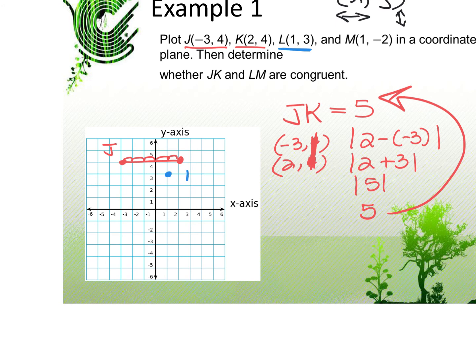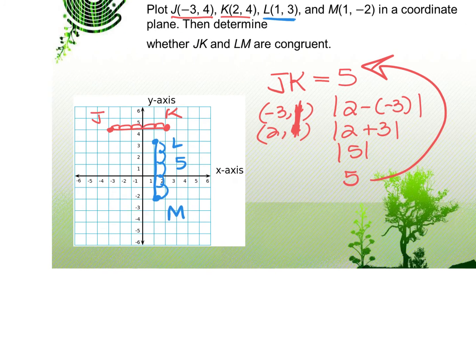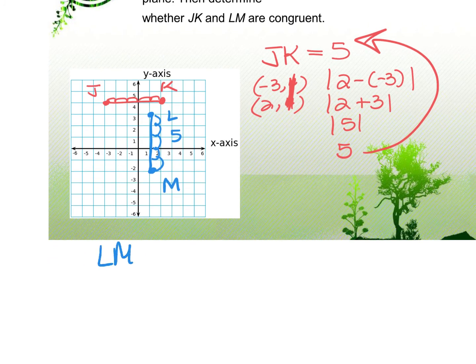For M, I'm going to go to the right to 1, and then down to -2. Connect my points. Again, I could count the boxes: 1, 2, 3, 4, 5. I can state that LM equals 5. So just by counting the squares, I can state that JK is congruent to LM.